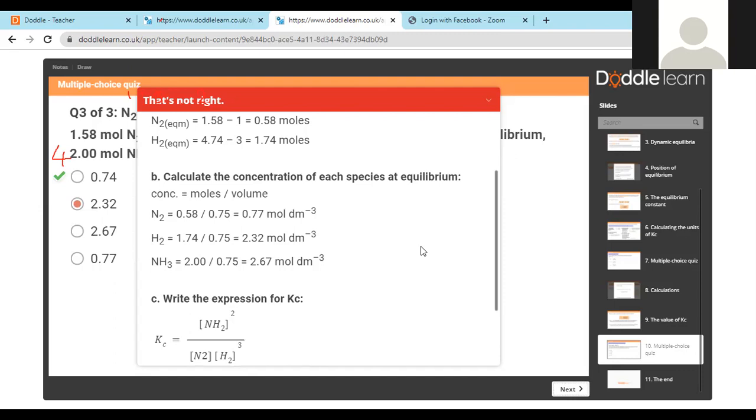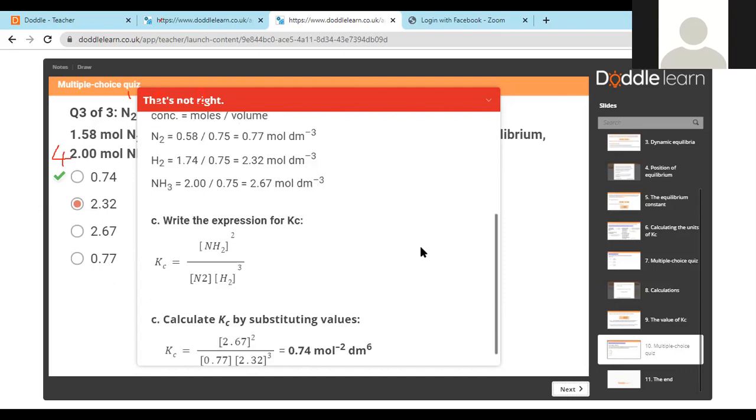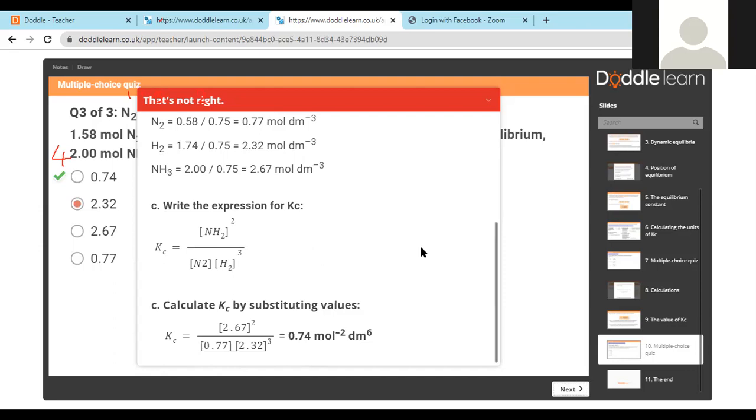Then write our expression for the equilibrium constant. So we'd have NH3 to the power of 2 divided by N2 times H2 to the power of 3. And then we'd substitute our values. And obviously this time we then get a value of 0.74 mol to the power of minus 2 dm to the power of 6.